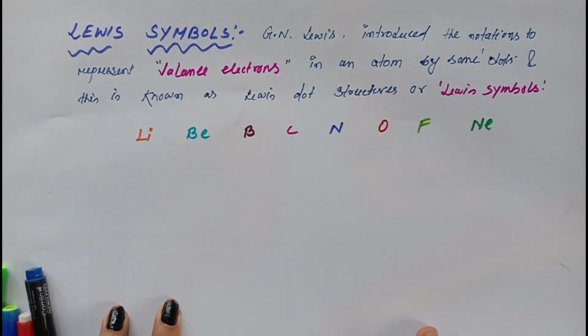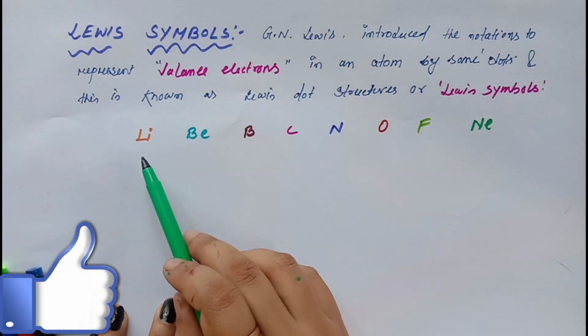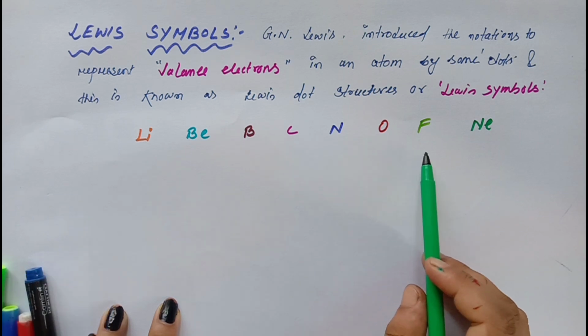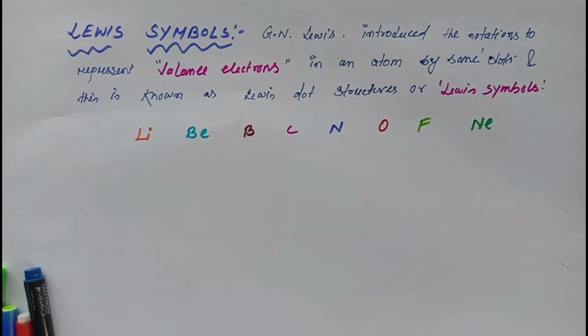I am considering some examples of second period elements, which are lithium, beryllium, boron, carbon, nitrogen, oxygen, fluorine and neon. Now we will see the Lewis symbols for these elements. To write the Lewis symbols, you have to remember the valence shell electronic configuration of all these elements. So first you have to remember the atomic number, then you can write the valence electrons.